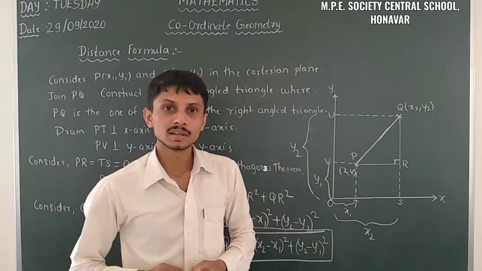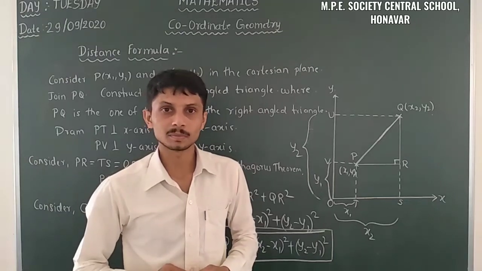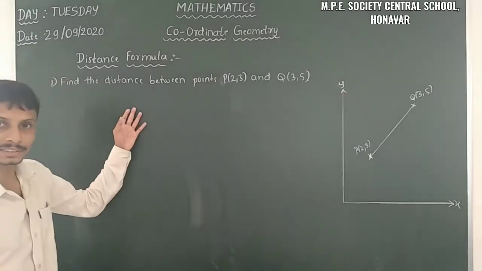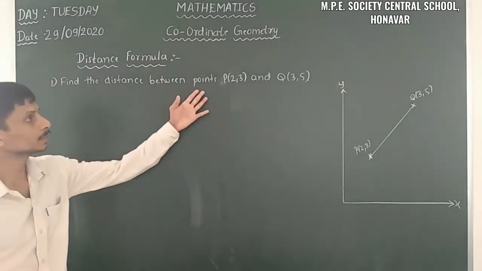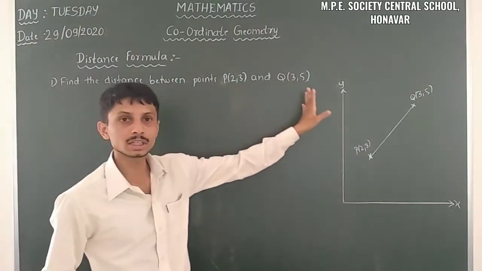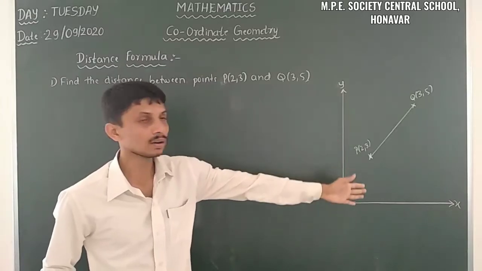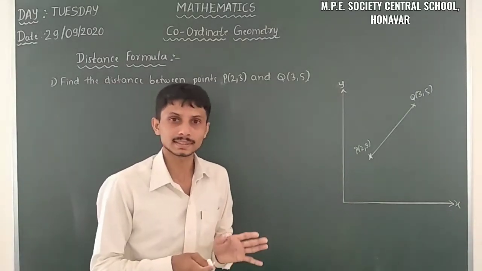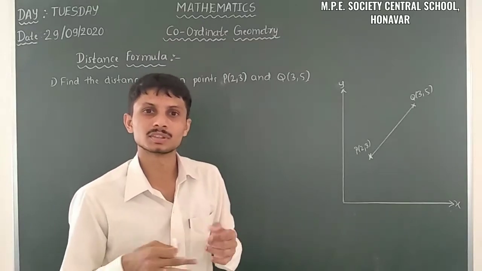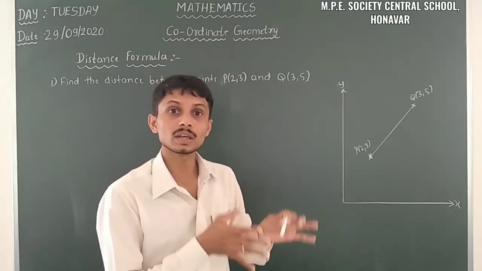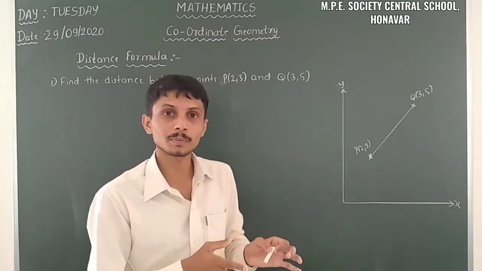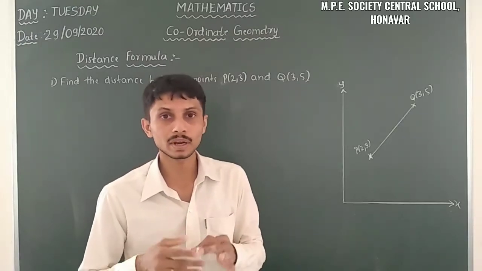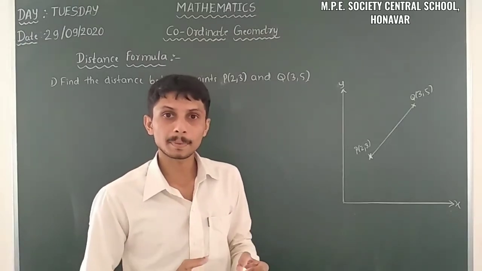So let us take some examples. Let us take the first problem. It tells us to find the distance between points P(2, 3) and Q(3, 5). So here we have a Cartesian plane also. In this case, we already found the formula for finding the distance between any 2 points in the Cartesian plane, and we have to compare whether it is right or wrong.